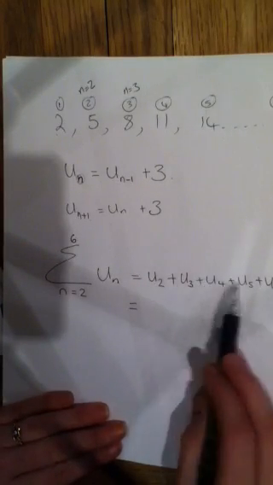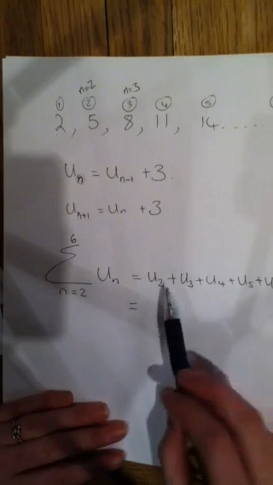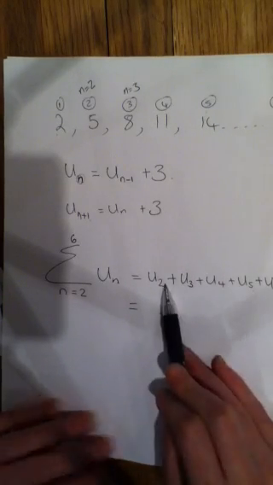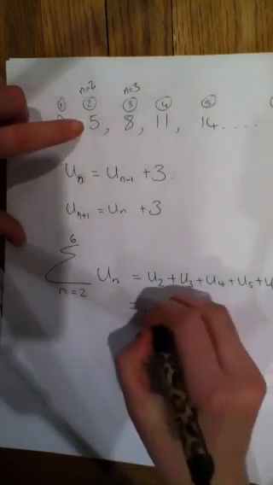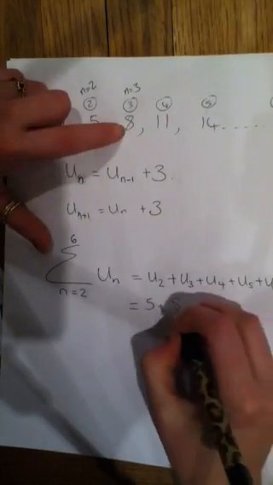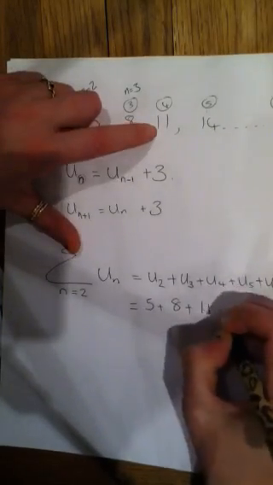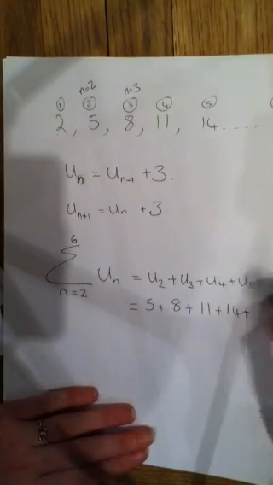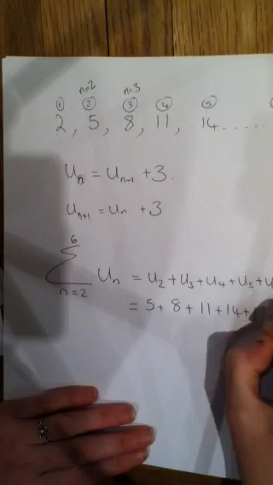So these are obviously all terms in the sequence, that's what the u tells me. This is the second term, the third term, the fourth term, the fifth term, the sixth term. So the second term is 5, the third term is 8, the fourth term is 11, and the fifth term is 14, and the sixth term I can see, because I have to add on 3, is 17.